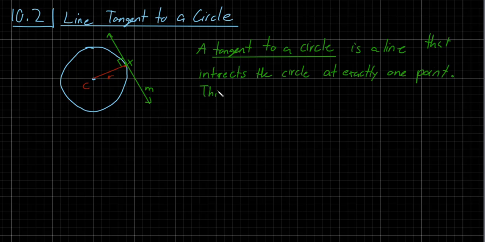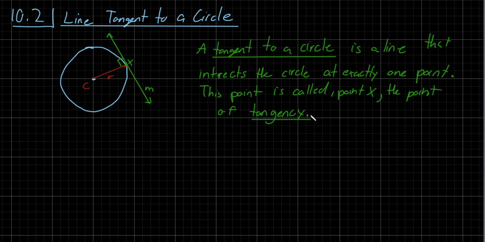This point, I'm going to say point X, because that's what we have it as, is called the point of tangency. I'm going to underline that right there. We're going to use this fact a lot today. So only hit the circle at 1 point. 1 point, that is it.